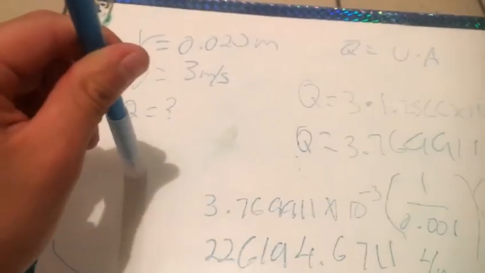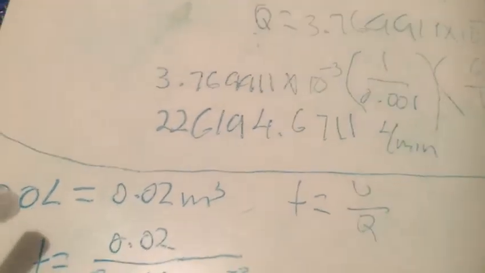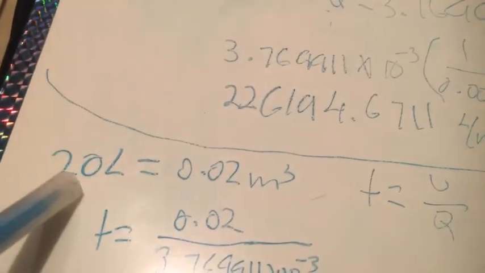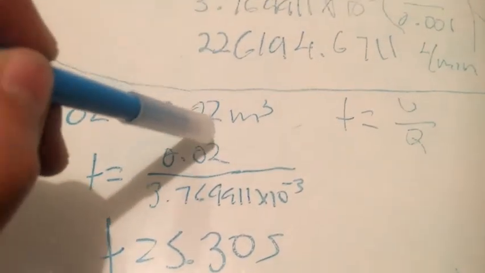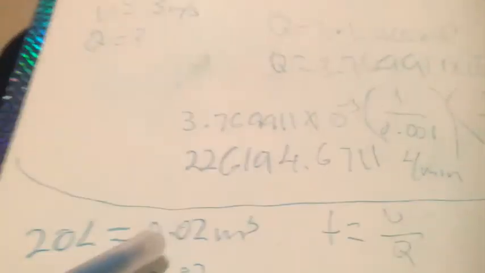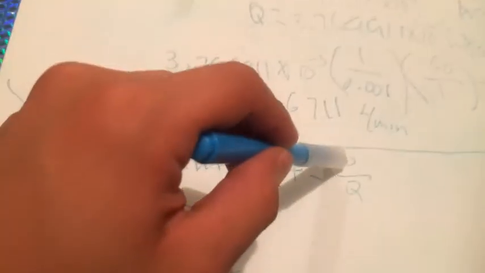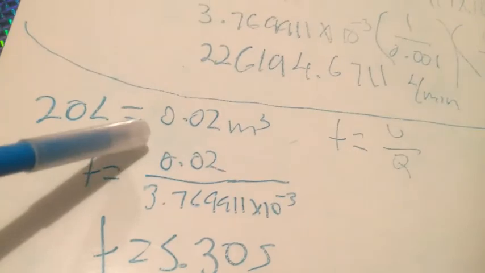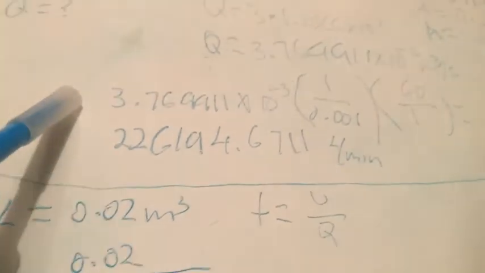But now they are asking us, what happens if we have to fill 20 liters? How much time is it going to take? So we convert the liters to meters cubic, and we use the formula. Time equals volume over quantity, and it is 0.02 over the quantity, that is this one in meters cubic, and we have time. Time is going to be equal to 5.30 seconds.